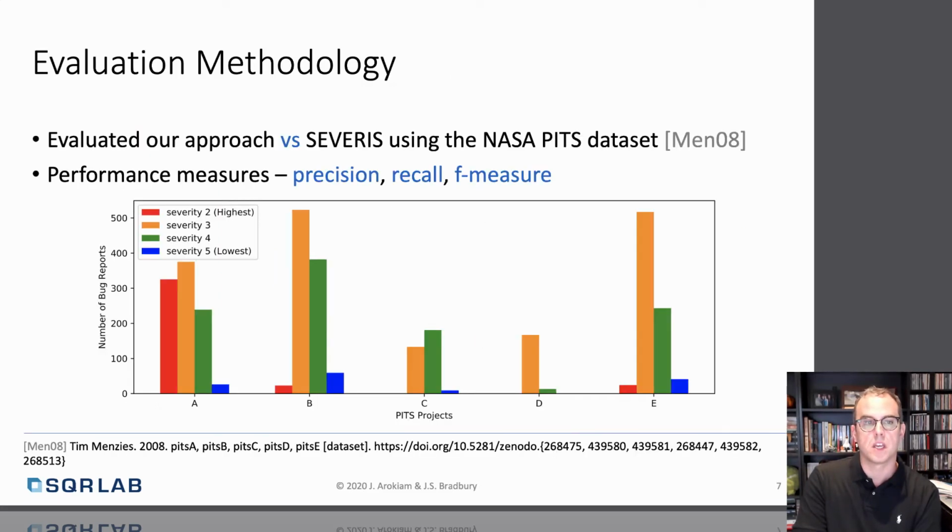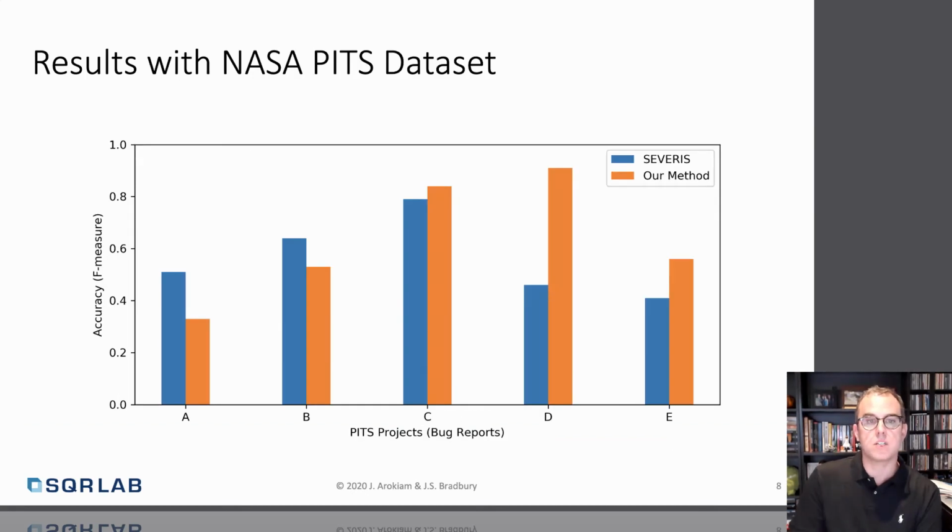We have evaluated our approach by comparing it with the Severity tool using the NASA PITS dataset. This is a dataset of bug reports from 5 actual NASA robotics missions that are labeled with severities from 2 to 5, with 2 being the most severe and 5 being the least. In the interest of time, we'll only discuss our results with respect to F measure.